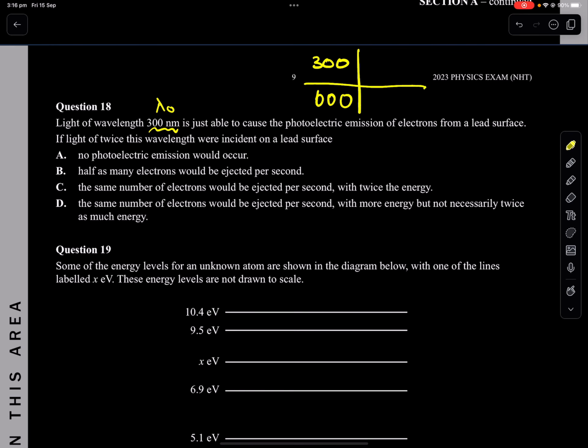So what happens to the frequency? Let's really look at the frequency. This over here is what we call the threshold. Let's say the frequency is originally 1. We know that the wavelength is inversely proportional to the frequency. So if we double the wavelength, the frequency halves.